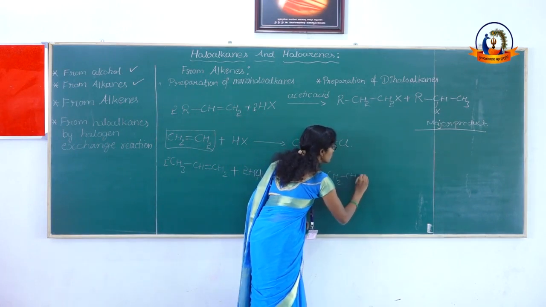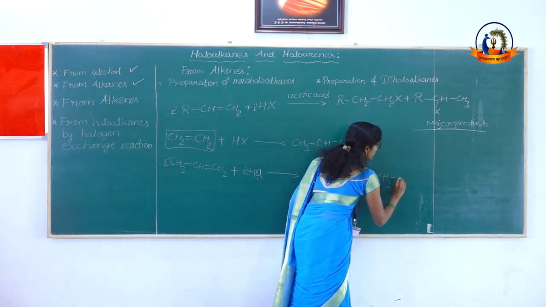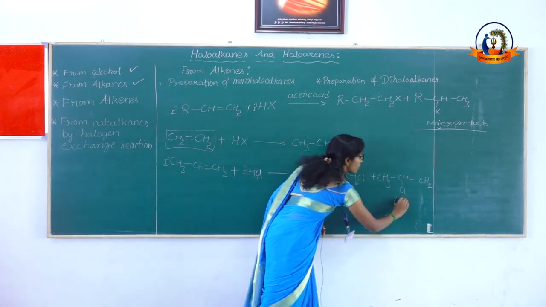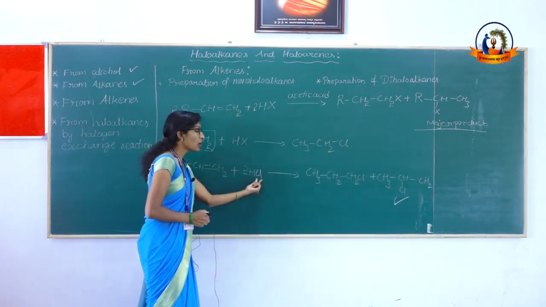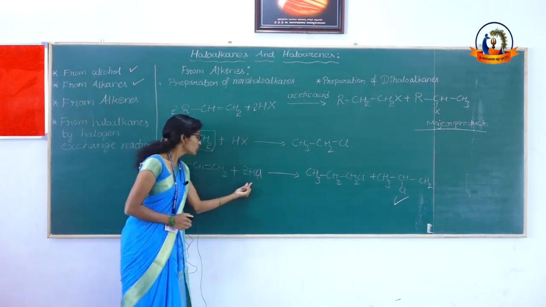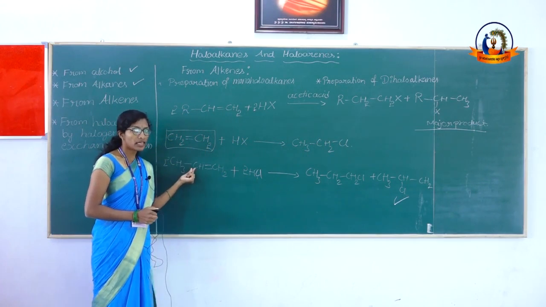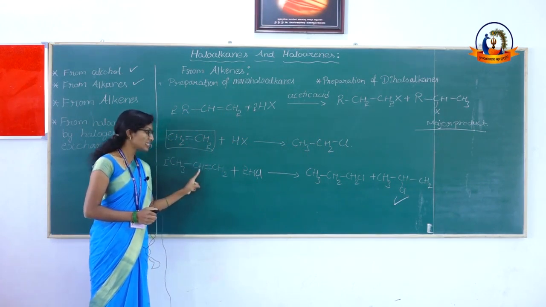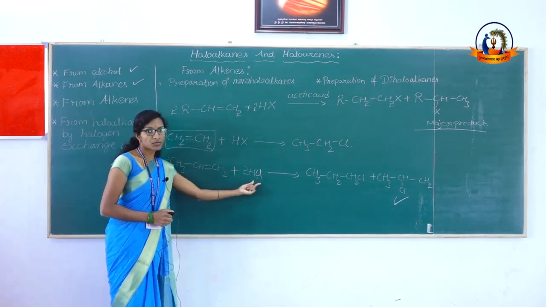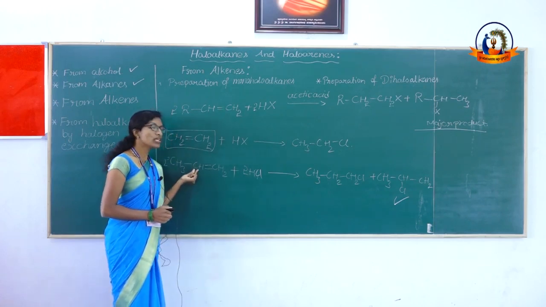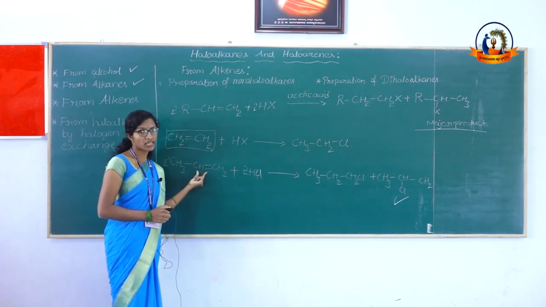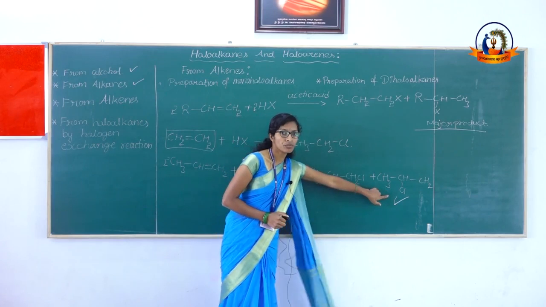CH3CH2CH2Cl plus CH3CHClCH3. This is the major product because the negative part of the addendum is the substituent. According to Markovnikov's rule, the negative part of the addendum will go and attach to the carbon having less number of hydrogen atoms between the double bonded carbons. That one is the major product.